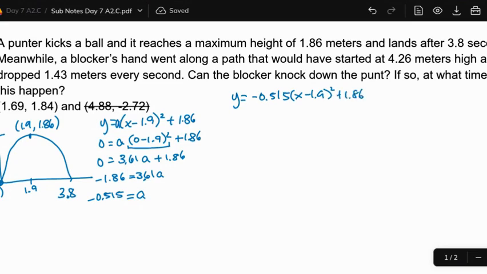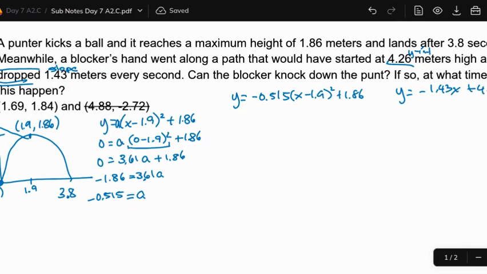The second part, meanwhile, a blocker's hand went up along a path that would have started at 4.26 meters high, 4.26, and then dropping 1.43 meters every second. So we're going down like that. So that means that's my slope. And this is the y-intercept. So my y is equal to, and it's dropping, so it's a negative slope, negative 1.43x, and then plus 4.26.